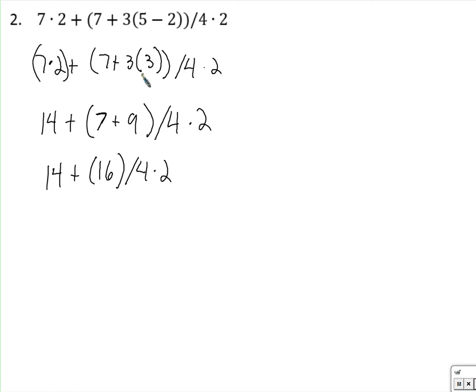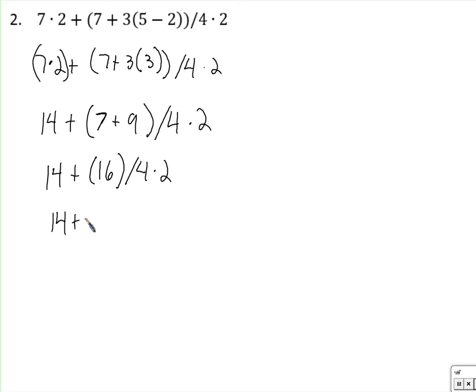Question. On your first step, why did you just leave the 3 right there? Which one, 7 plus 3 times 3, or the parentheses? Yeah, there's 2 3s. This 3 and this 3. Because 5 minus 2 is 3, and that 3 is outside the parentheses. Oh, okay. So that first 3 there is subtracting 2 from 5.